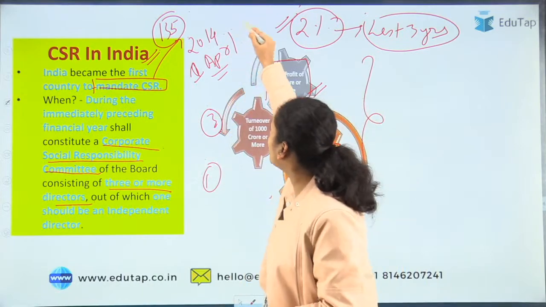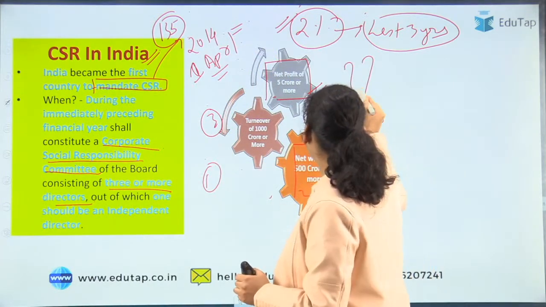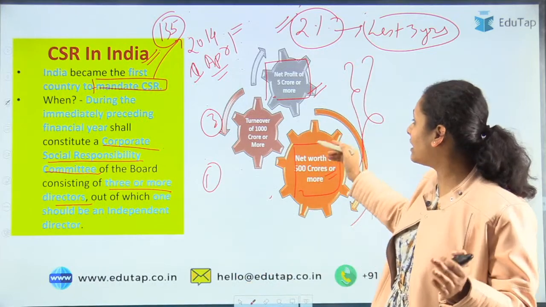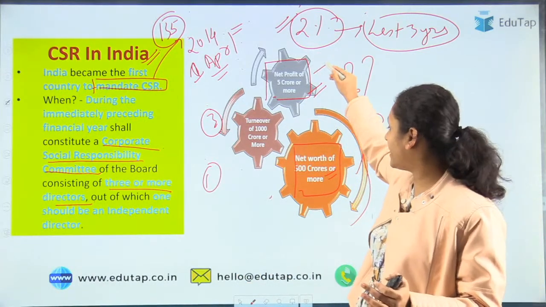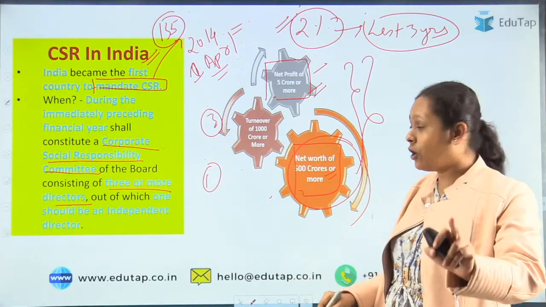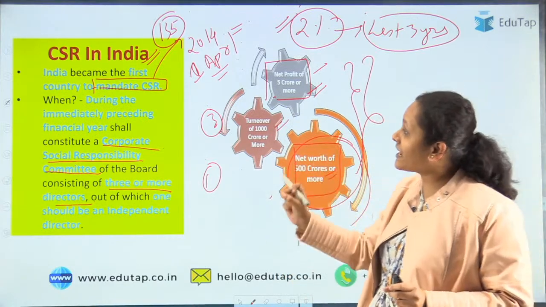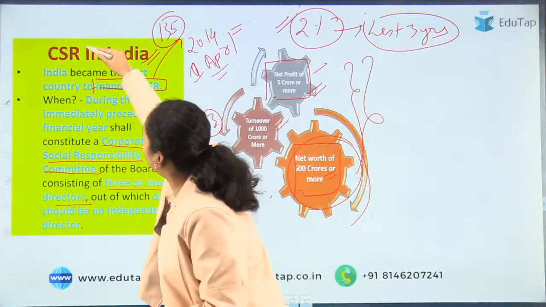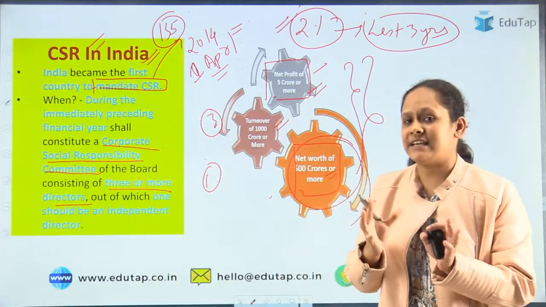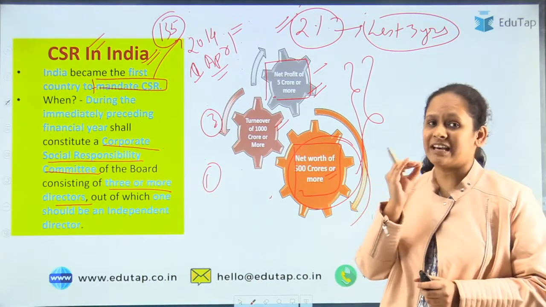But from 2014, it became mandatory for those companies, which companies, whose net profit is 5 crore, net worth is 500 crore or more, and turnover is 1000 crore or more, they have to mandatorily take part in CSR activity. So this is how simple the concept of CSR is.